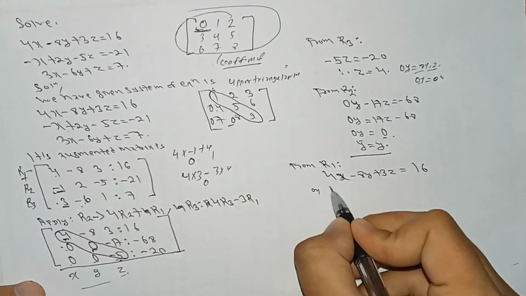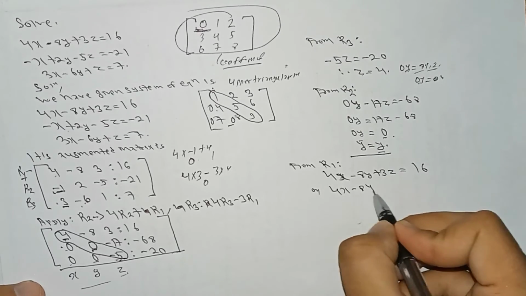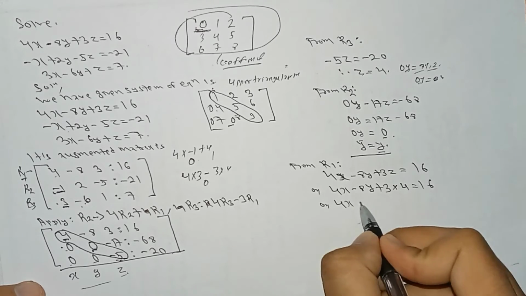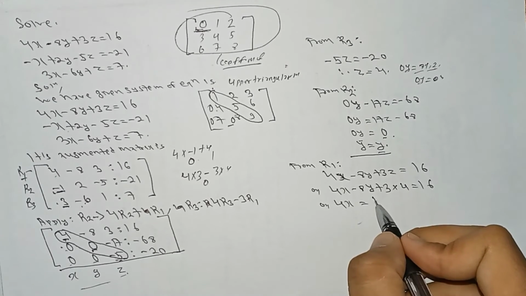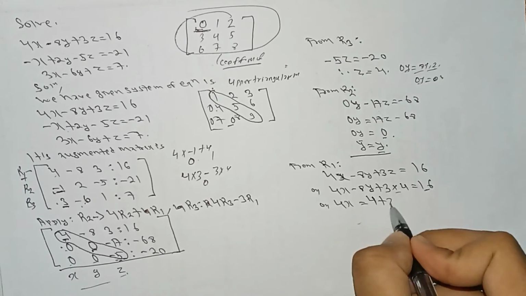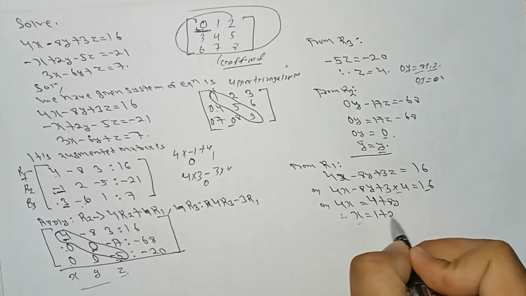From R1 we have 4x minus 8y plus 3z is equal to 16. Here we have the value of y as y, and 3 into 4 is 12. So 4x is equal to 16 minus 12 plus 8y, that is, it becomes 4 plus 8y. That means x is equal to 1 plus 2y.